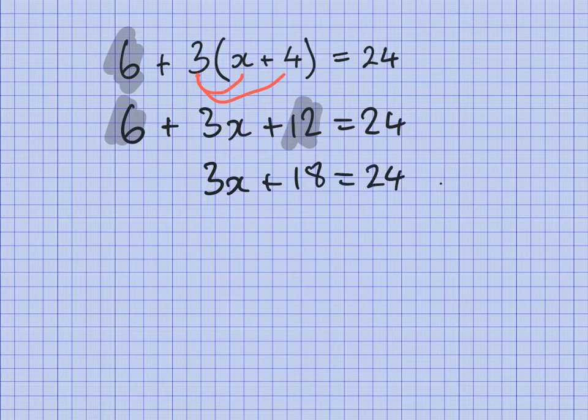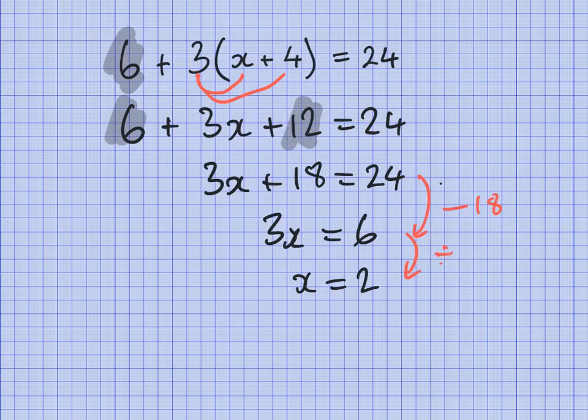Now we've reached the same stage as the My Maths questions. We simply subtract the 18 from both sides to make all the x's on their own. 3x equals 6, so x equals 2. The steps there are that we have subtracted 18 and we have divided by 3 on both sides. It's very important to keep the equations balanced by doing the same thing to both sides.